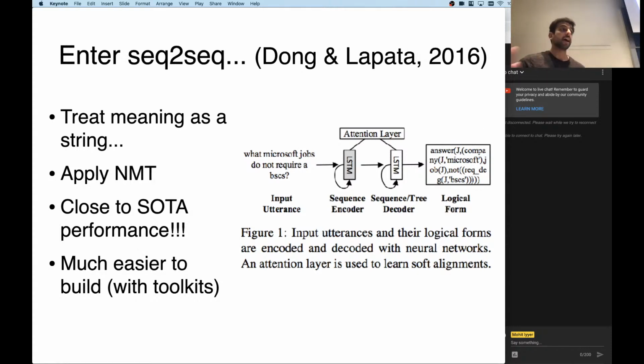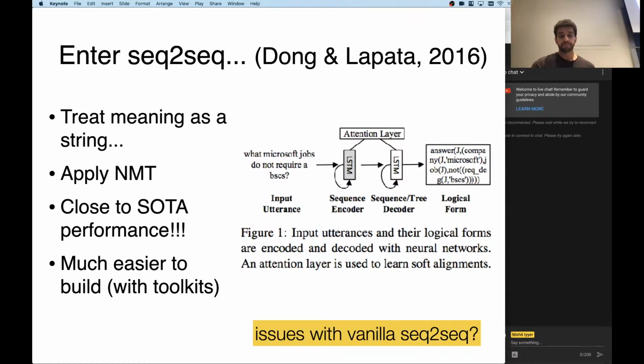Of course, if you have these pairs, it's very easy to do this, but there are still some tricks that you might want to employ in the sequence-to-sequence setup to make the task easier for the model. So what are some issues that you could foresee with doing semantic parsing as a sequence-to-sequence problem?